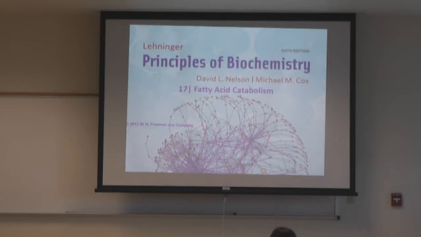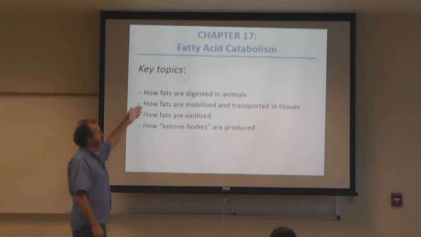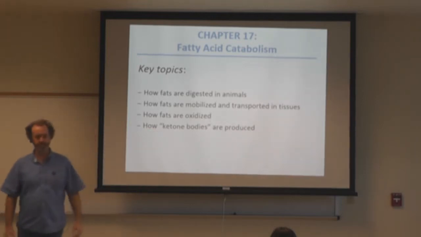So 17 is fatty acid catabolism. We're going to talk about how fats are digested in animals, how they're mobilized and transported in tissues, how fats are oxidized, and then how ketone bodies are produced.